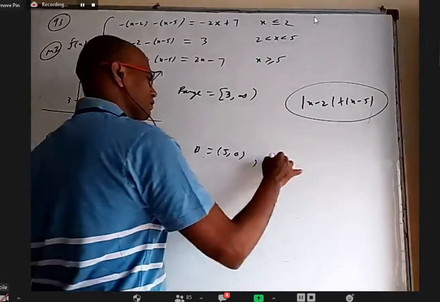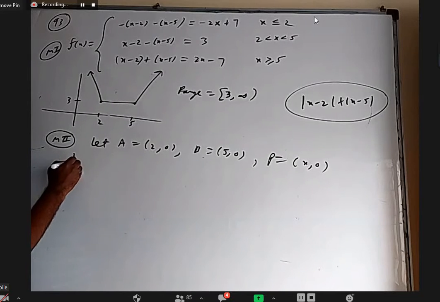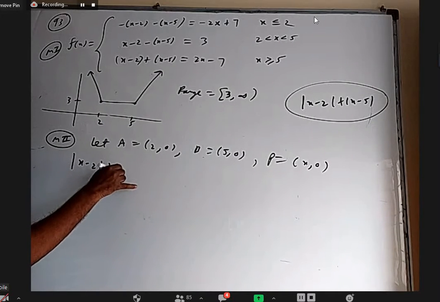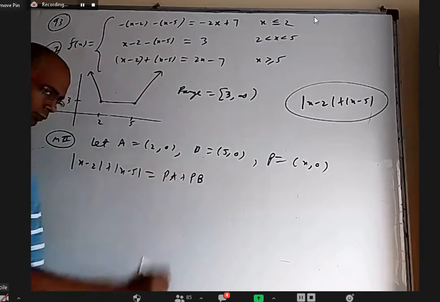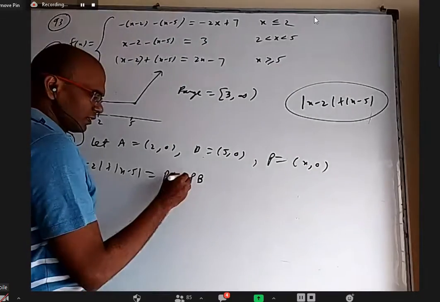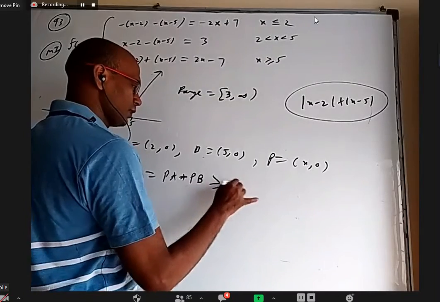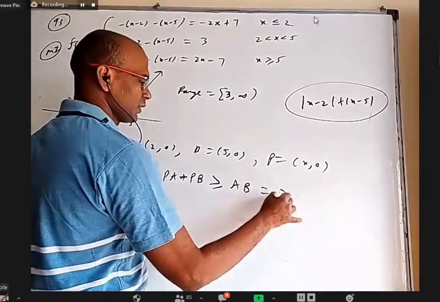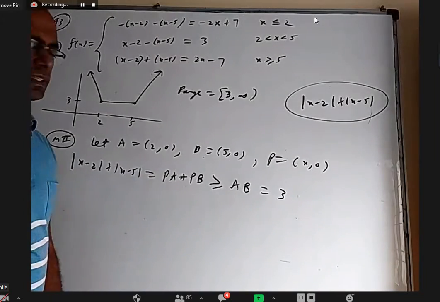And P is equal to x comma 0. Mod x minus 2 plus mod x minus 5 is PA distance plus PB distance. We know the sum of two sides of a triangle is greater than the third side, and if they're collinear, equal to. So it will be greater than or equal to AB, and AB is 3 units. That's it. This plus this is always greater than or equal to 3, which means the range is 3 to infinity.